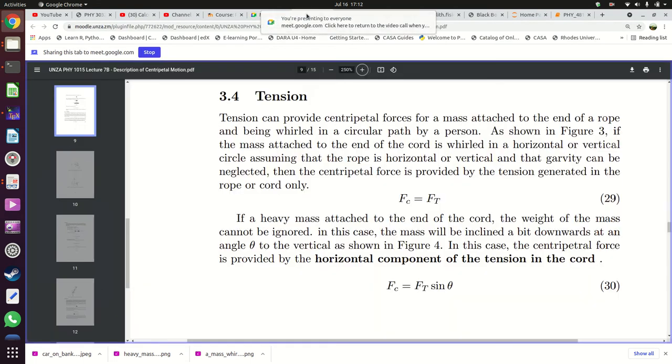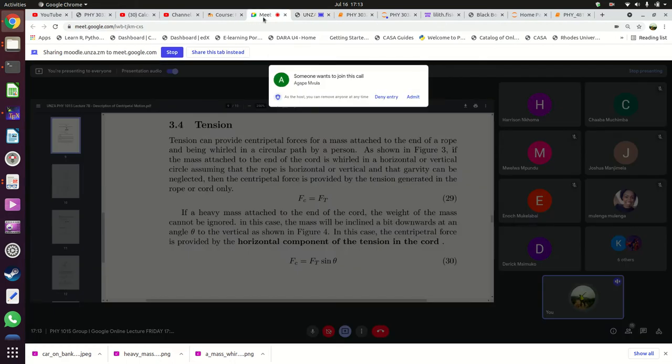Okay, so this evening we are continuing our exploration of the different types of forces which can act as centripetal forces. So basically we are looking at the different sources of centripetal force. Now, one of the forces which is a very good example of a centripetal force is tension, the tension in a rope.